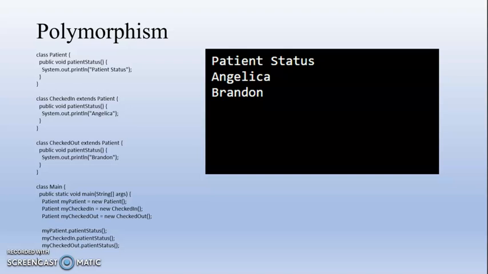that will show, if you create a checked in object, Angelica, for example, she's our patient who's checked in, and that will print to the screen. Or if you create a checked out object, it will show that Brandon is checked out. Then you can refer to that patient status method and reuse that code over and over again. So you don't have to rewrite the code every time a new patient is added. They just get added and you can update it.